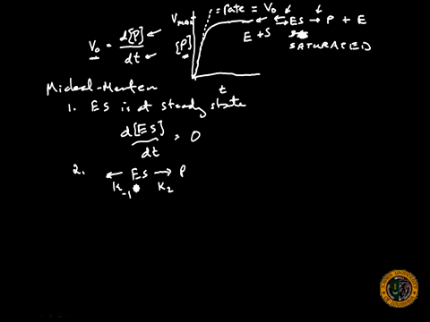And so as long as our K minus 1 is much, much greater than our K2, then we can assume an equilibrium between the formation of ES and the breakdown of ES. And we can also determine this formation would be K1. We can also determine the affinity of our enzyme to our substrate.